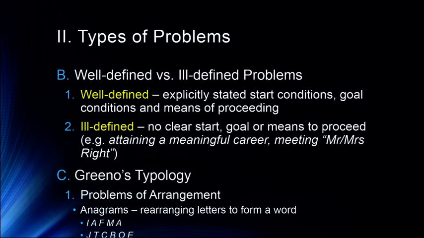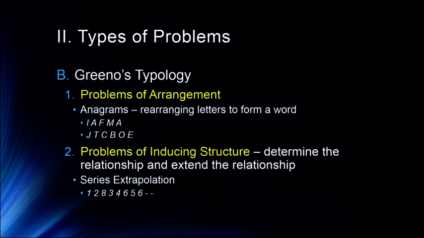To look at some ways in which we specify the more well-defined problems, we'll take a look at what's called Greeno's typology. Greeno's typology simply talks about different types of problems and how we might classify them. The first is what we call a problem of arrangement. Basically, you just have to arrange things in a particular order. Something like an anagram, where we rearrange letters to form a word, is a problem of arrangement. So this first set of letters, you can rearrange to create the word mafia. And the second set of letters, object.